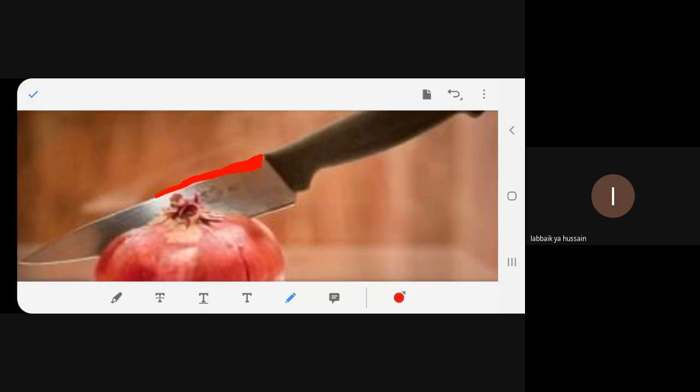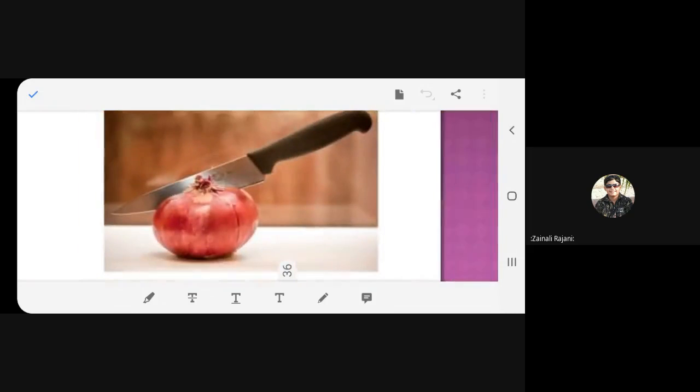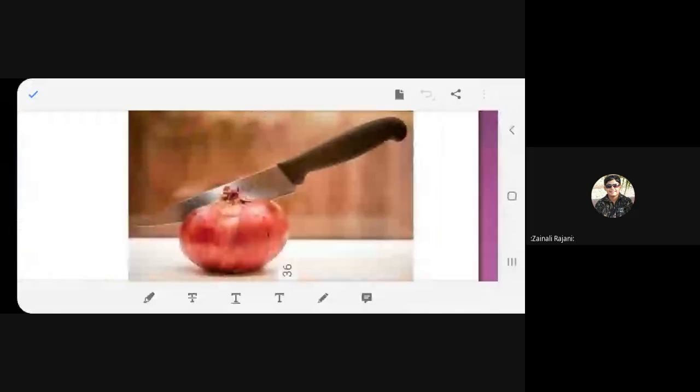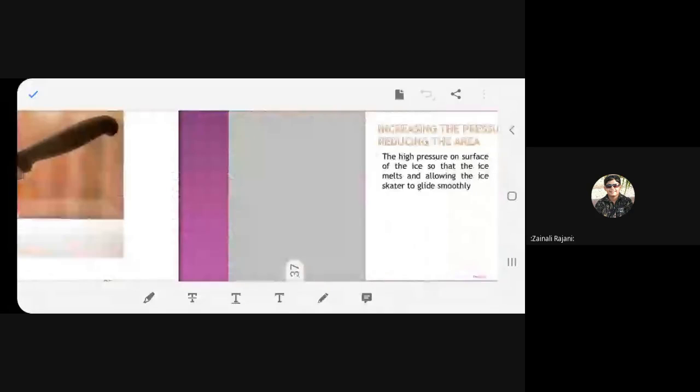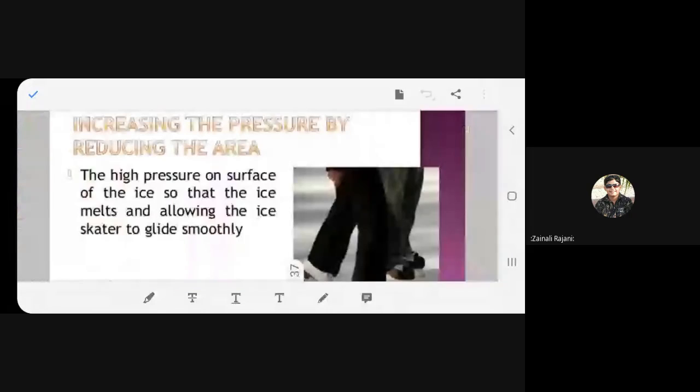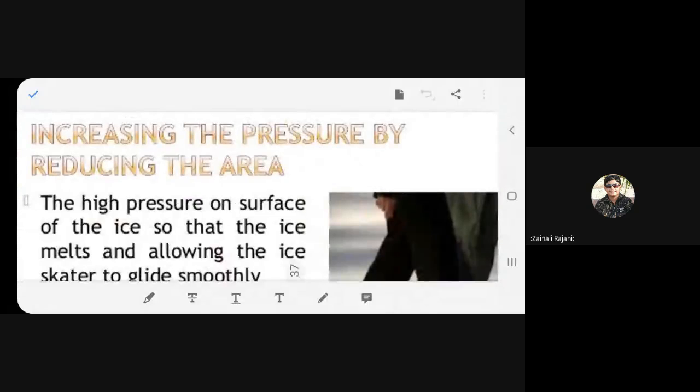Whereas the area at the bottom, this one, is less. So it can go with the force and can cut the onion. You understand now? Yes, ma'am. Okay, but all of you understood? Yes, ma'am. Please read.